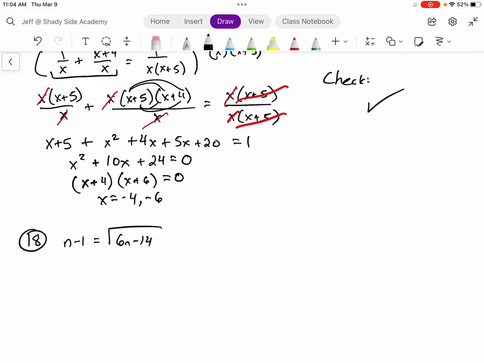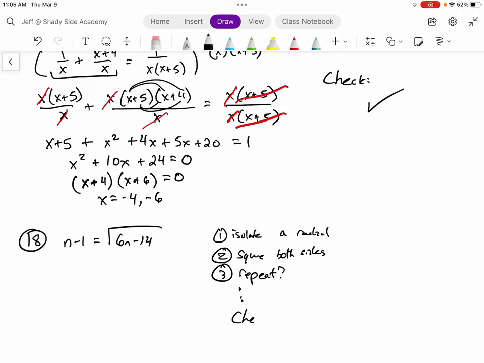I've isolated it, right? If there was like a +1 on the right side, I'd want to move it to the left, right? But it's a -1 over there. Okay, so I've isolated the radical. Isolate a radical, and then square both sides. And then maybe repeat. And then after here, right, check. Okay, so we square both sides.